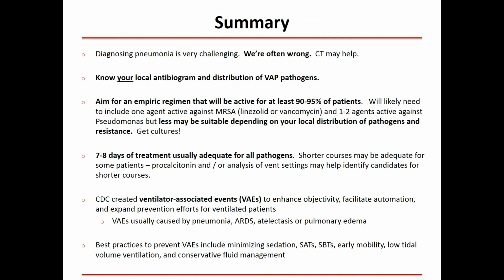Aim for an empiric regimen that will be active for at least 90 to 95% of patients, and that will likely then need to include at least one agent active against MRSA, and that could be linezolid or vancomycin, and one or two agents active against Pseudomonas. Less may be suitable depending on your local distribution of pathogens and resistance. So in other words, if you have a very low rate of MRSA and you have pan-susceptible Pseudomonas in your particular practice setting, you might be able to get by with monotherapy. Get cultures in order to help you know your local ecology of pathogens and resistance.